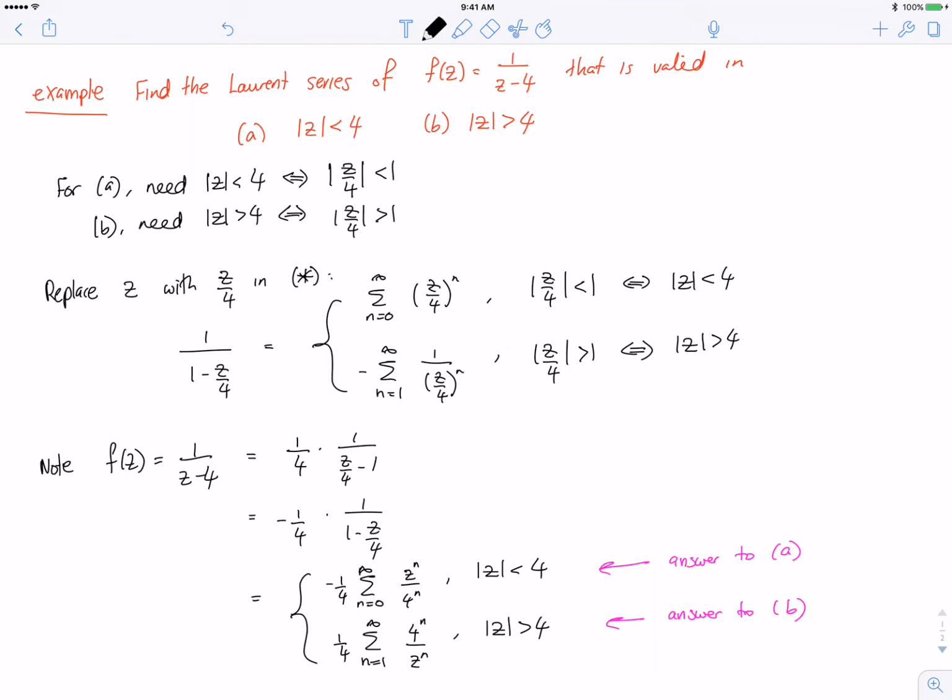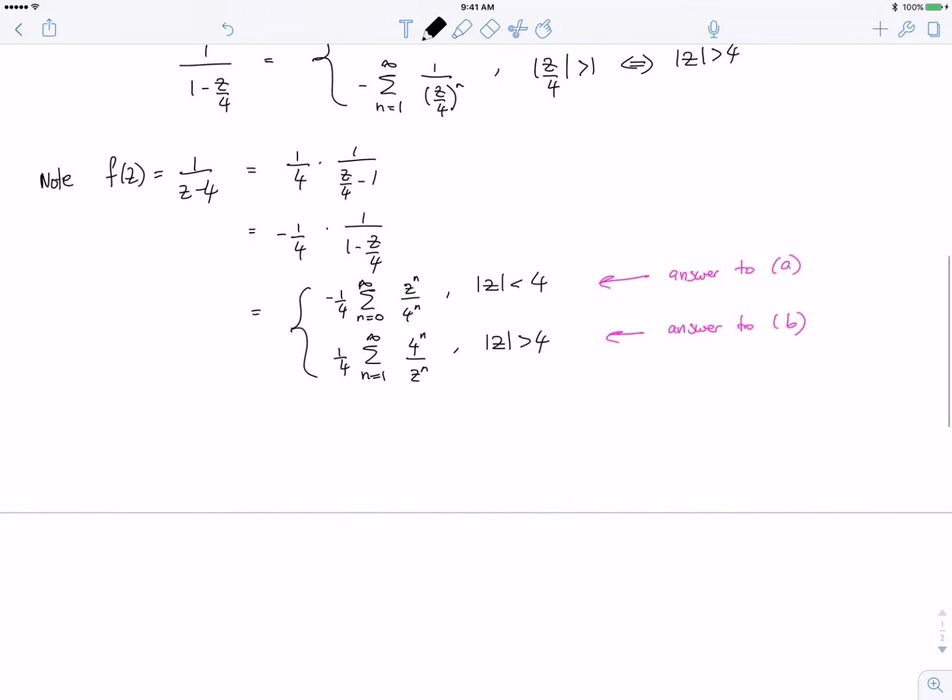So that's how you can manipulate a geometric series to find a Laurent series for this sort of function, right? Yeah, that's pretty much it for that example. Let me have a look at another example. Let's have a look.